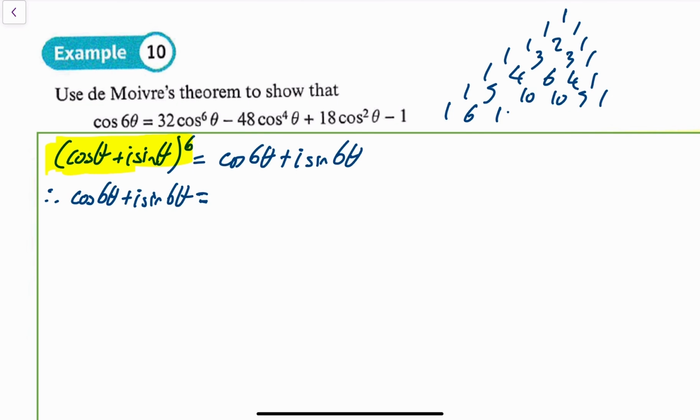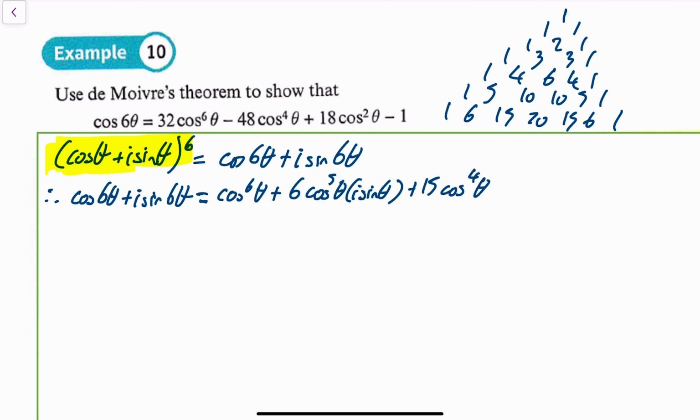And the row we're looking for here. When we expand this, we know what it's going to look like. The first term is just cos to the power of 6 theta. The next term is 6 times cos to the power of 5 theta times I sine theta. The next term is 15 cos, where the power of cos reduces by 1 and the power of I sine theta goes up by 1, so it goes up to 2.